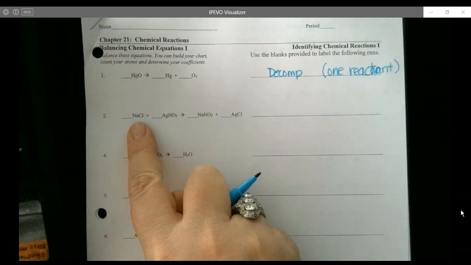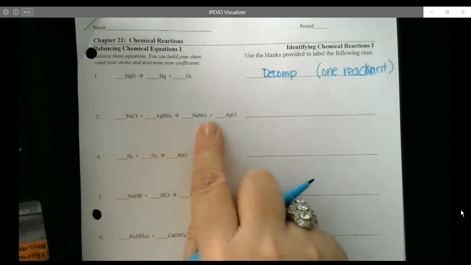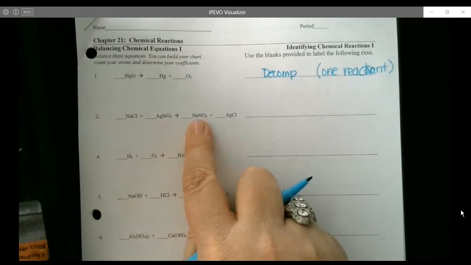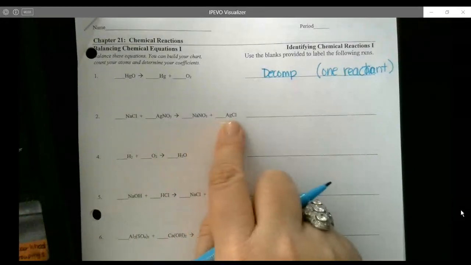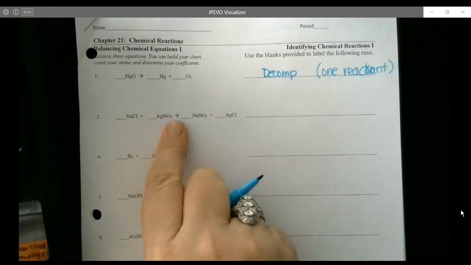Well, that's table salt. I know that. See AgNO3. Well, that's silver nitrate. Over here I see NaNO3. So that's sodium nitrate. And over here I see AgCl. That's silver chloride. So it looks like the Na and the Ag switch places.